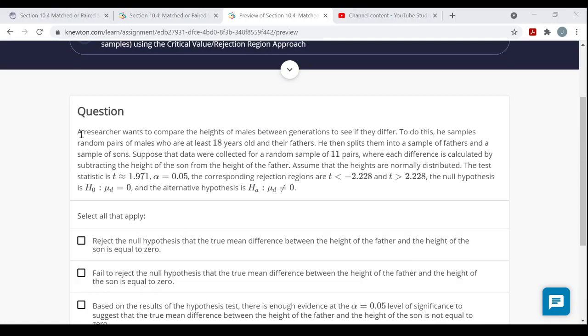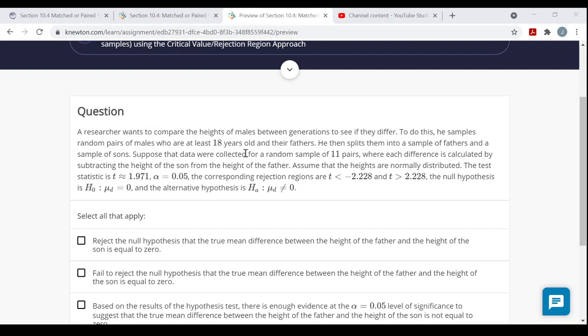Here, a researcher wants to compare the heights of males between generations to see if they differ. To do this, he samples random pairs of males who are at least 18 years old and their fathers. So there's the dependency there, the relationship between these samples. He then splits them into a sample of fathers and a sample of sons.